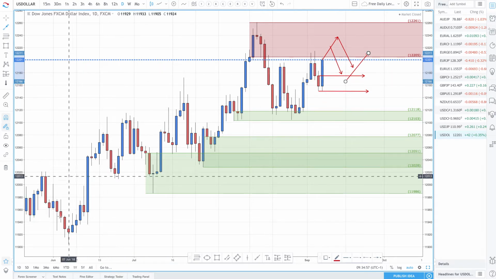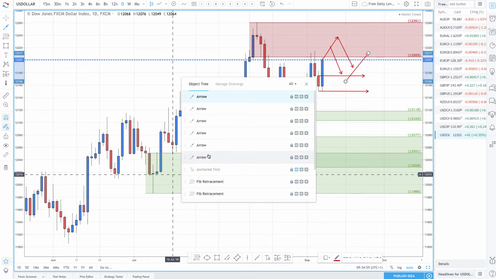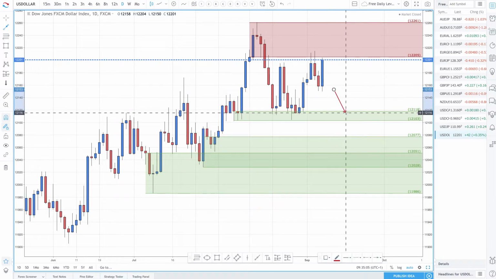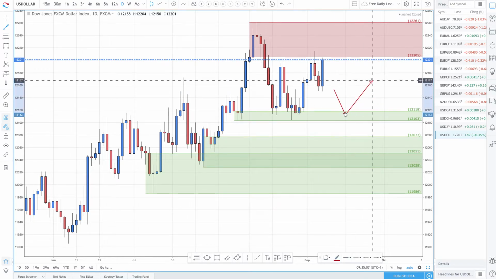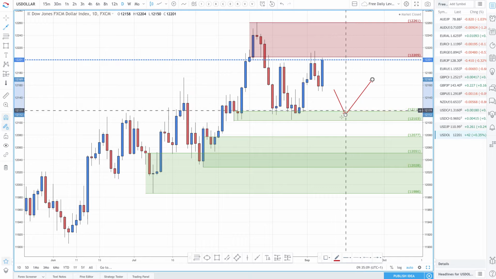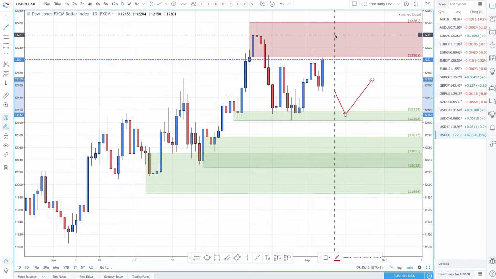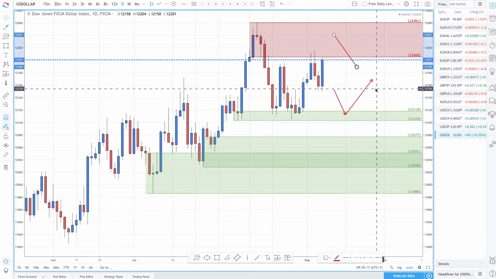So let me get rid of these. At the moment though, your first buying opportunity for the dollar is really if you're waiting for price to come down here, and then you'd be looking for buying opportunities again on the other currencies. If you're looking to sell, again, look for some price action, and that should give you some confluence when you're selling on other dollar currency pairs.